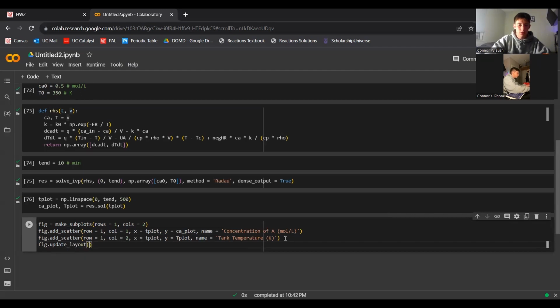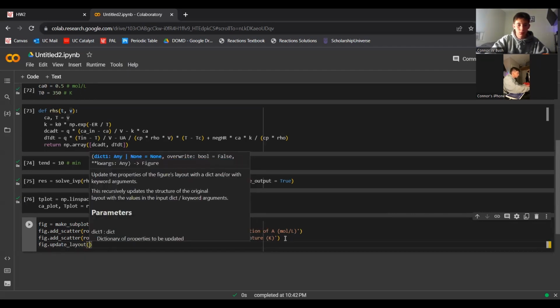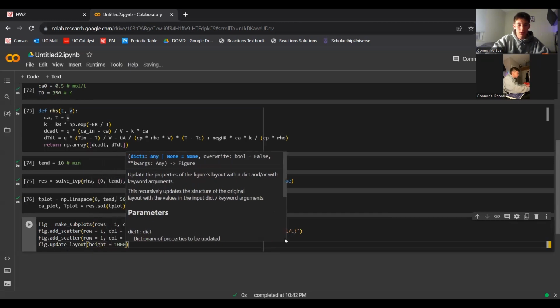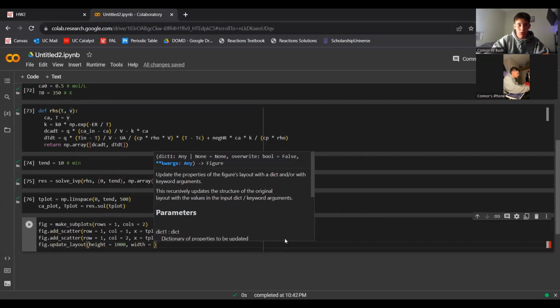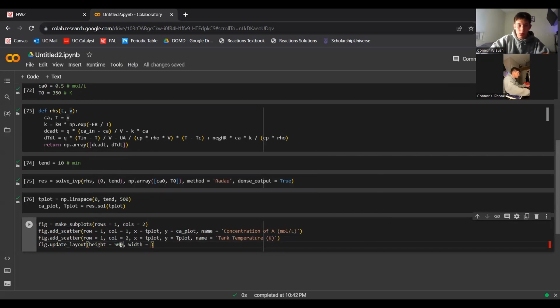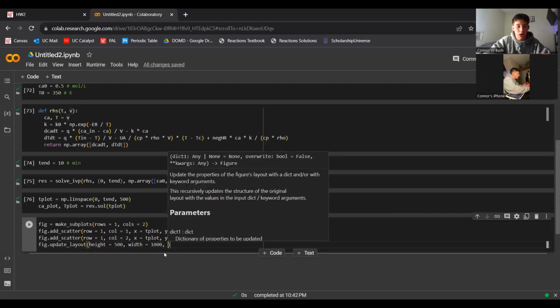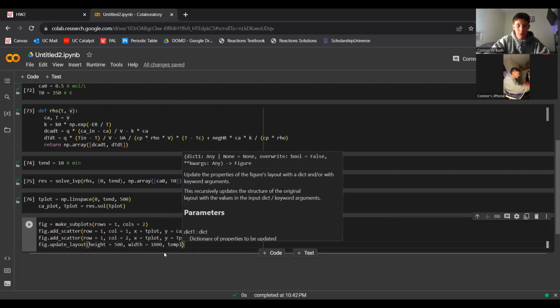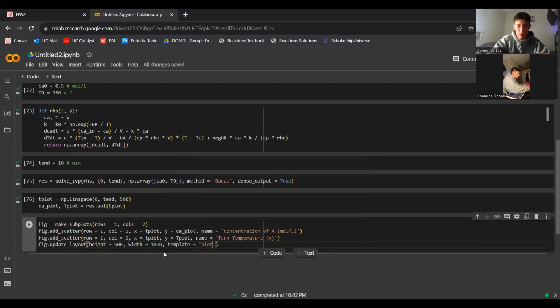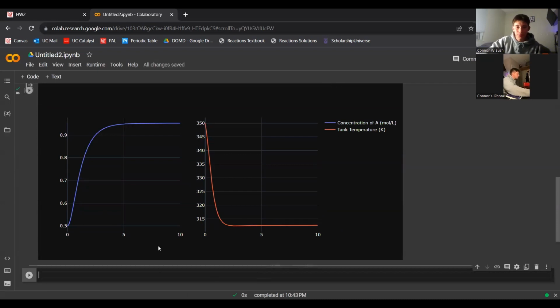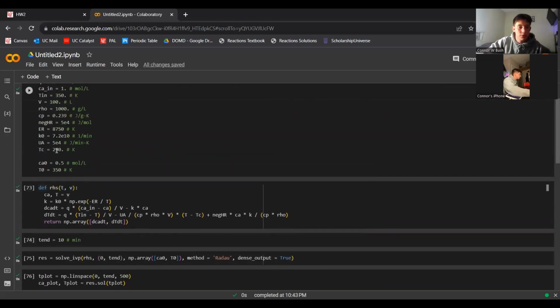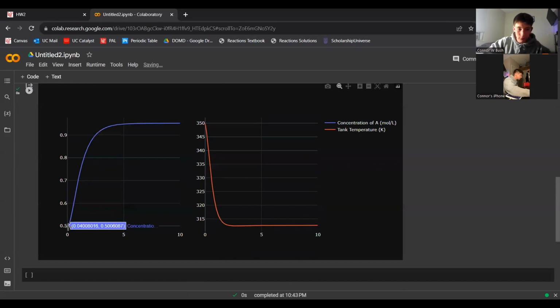We're going to update the layout. We're going to have the height be 1,000 pixels, and the width, I'll do it longer since there's 2 columns. And then for the template we'll use plotly_dark, preferred just for aesthetic reasons.